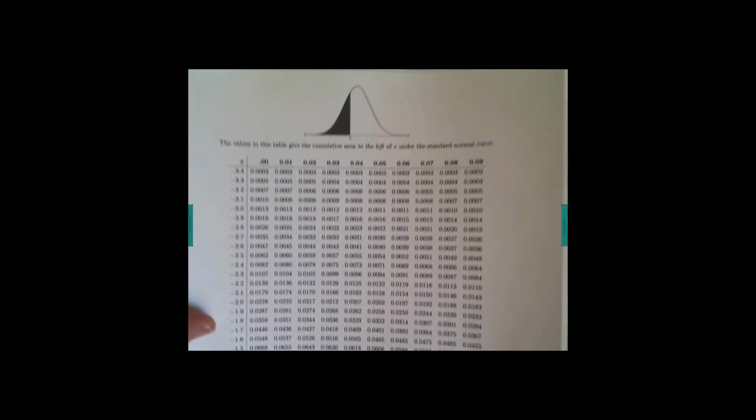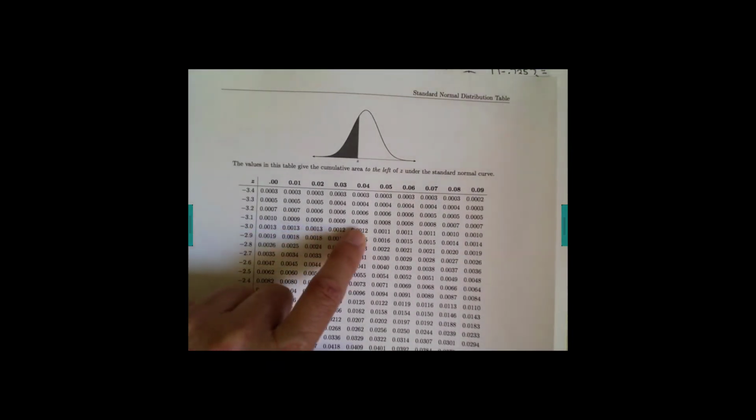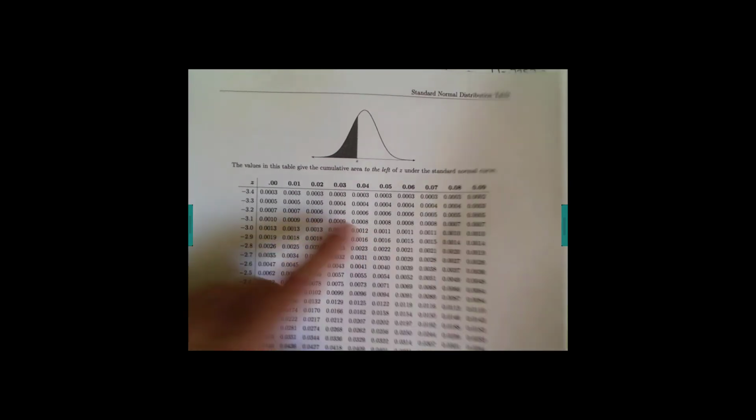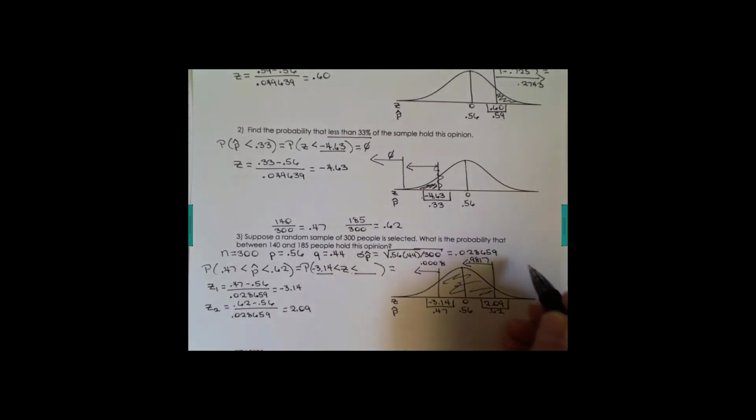Okay, this area, 0.9817. Now this one, dealing with negative 3.14, got to go to this table, this side. Negative 3.1, I'm going to go all the way over to 4, and I find 0.0008. So a very small area that I'm subtracting. I'll come over here and do that. 0.9817 minus 0.0008 looks like that's going to be 0.9809.